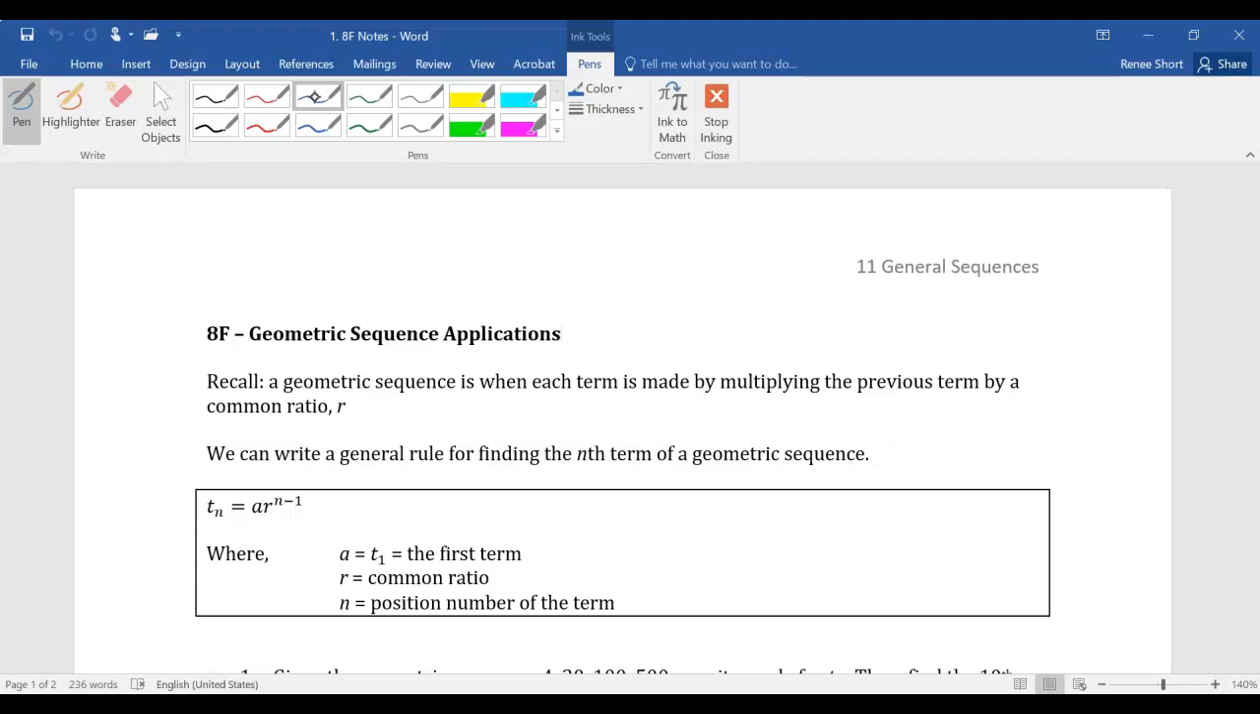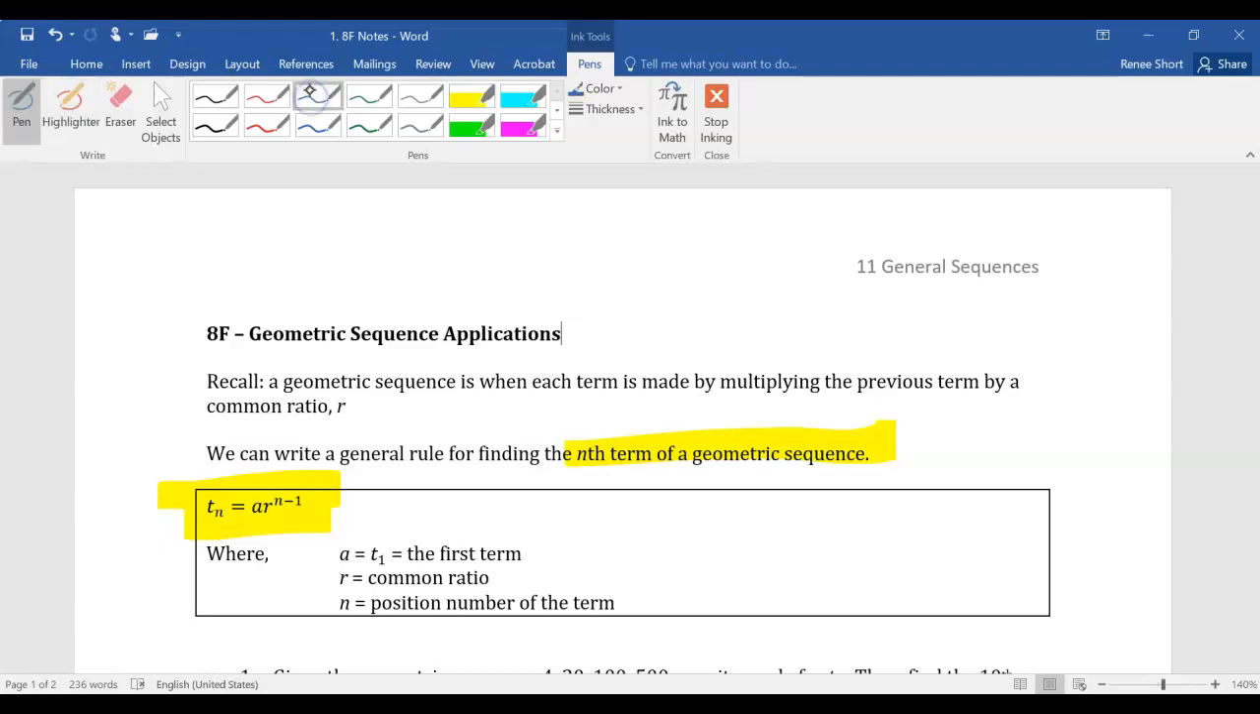We can write a general rule for finding the nth term of a geometric sequence, just like we did with arithmetic sequences. And this time the general rule is Tn equals A, our first term, multiplied by our common ratio to the power of n minus 1.